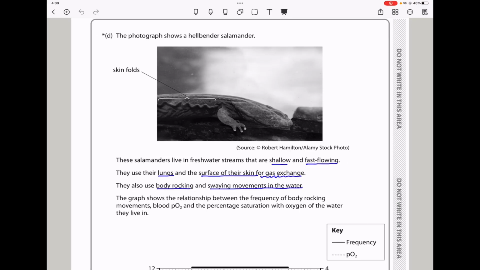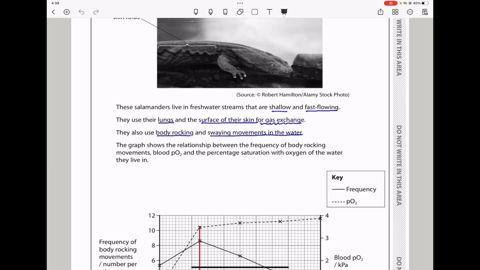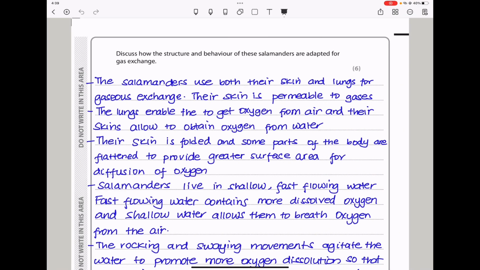Down here they say body rocking and swaying movements. These are agitating the water in order for more oxygen to be dissolved so that they can have more oxygen closer to the surface of their skin in the water in order for more diffusion to occur.